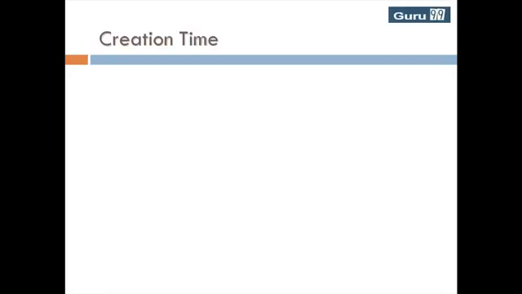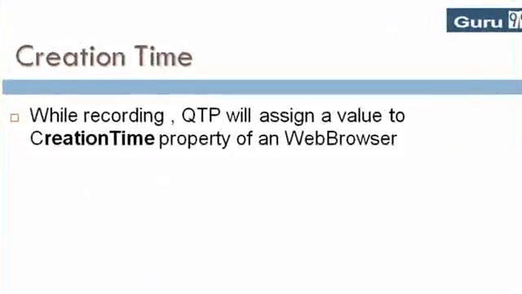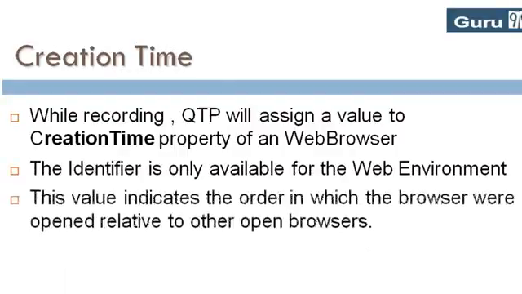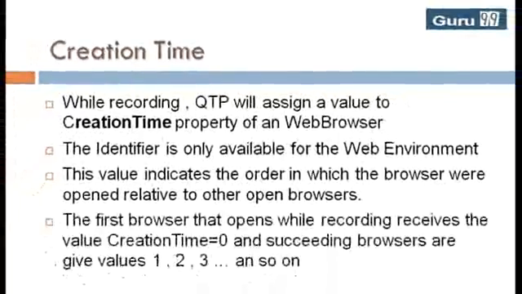Creation time ordinal identifier. While recording, QTP will assign a value to creation time property of a web browser. The identifier is only available for the web environment. This value indicates the order in which the browser was opened relative to other open browsers. The first browser that opens while recording receives the value creation time equals to 0, and succeeding browsers are given values 1, 2, 3 and so on.